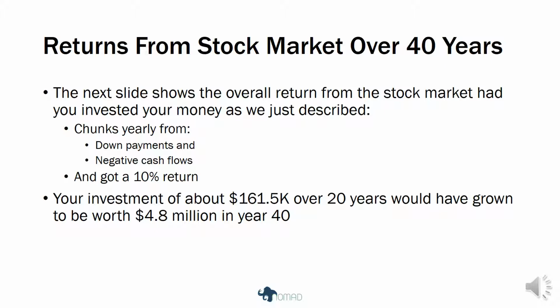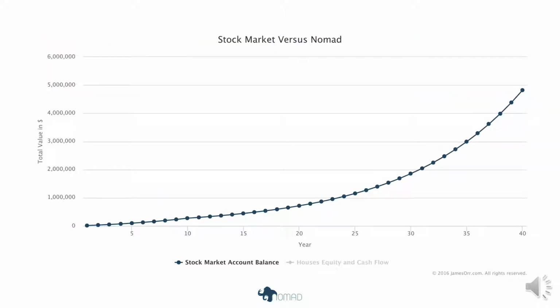All right, let's talk about the returns you get from the stock market over 40 years. The next slide is going to show you the overall return from the stock market had you invested your money as we described. Again, we're talking about the chunks from down payments and the negative cash flow, and you getting a 10% return. So your total investment in the stock market, I know this sounds like I'm repeating myself, I want to make sure we understand it. Your investment of about $161,500 over 11 years would have grown to be worth $4.8 million in year 40. And that's what this slide shows.